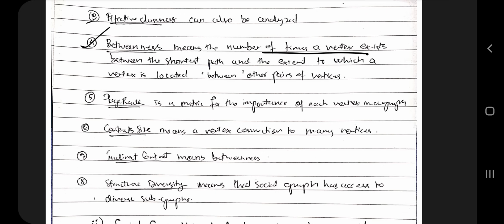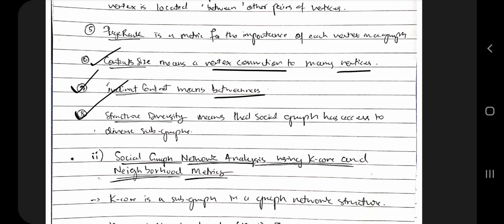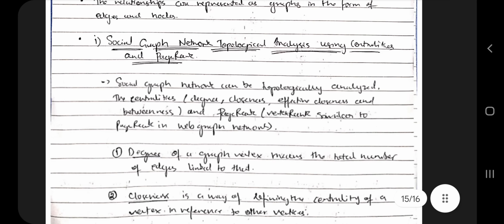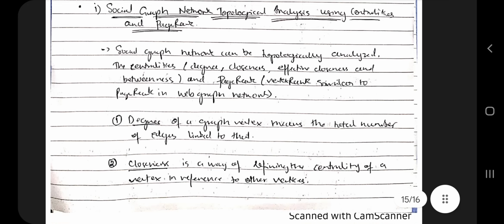Betweenness means the number of times a vertex exists. Page rank is a metric for importance. Context size means the connection to many vertices. Indirect context means betweenness. Structure diversity means the social graph has access to diverse subgraphs. By using this method, if you calculate, that is called social media network topological analysis using centralities and the page rank. You are analyzing the social graph based on these two factors, centralities and the page rank.